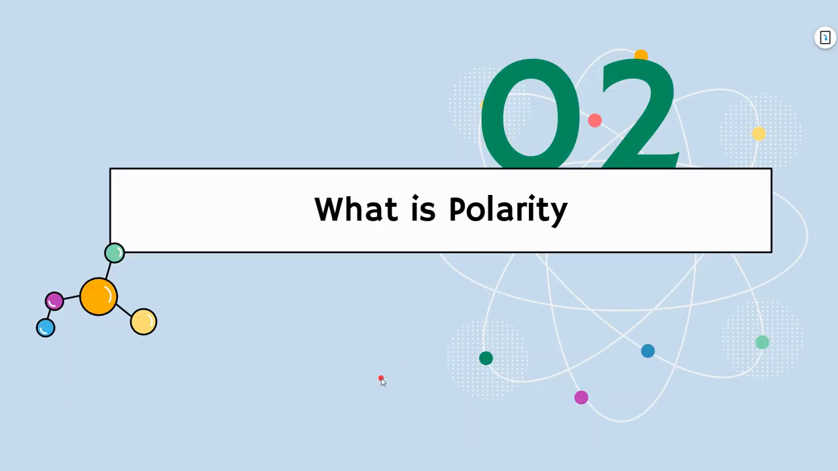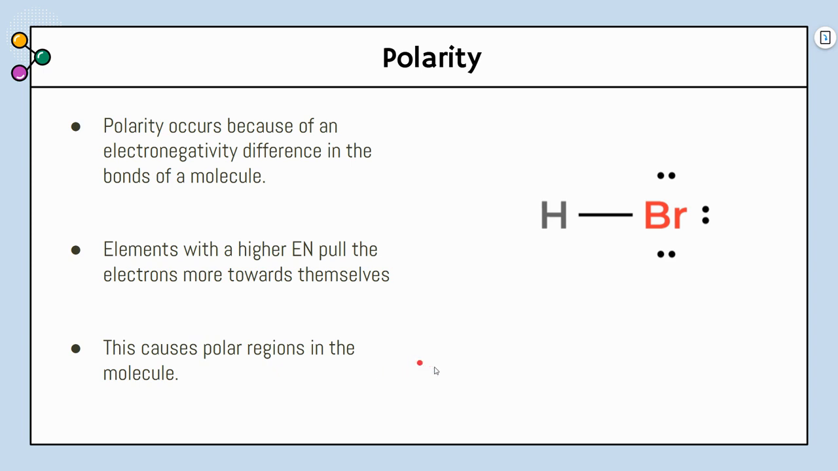So what is polarity? Well, polarity occurs because there's an electronegativity difference in the bonds of a molecule. We went through this in an earlier lesson. We said that elements with a higher electronegativity pull the electrons more towards themselves, and this causes polar regions in the molecule. Looking at this HBr over here on the right, if I look up on my electronegativity chart, the electronegativity of Br and H, we'll see the electronegativity of Br is 2.8, and we'll see the electronegativity of H is just 2.1.